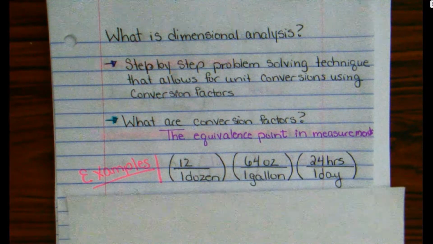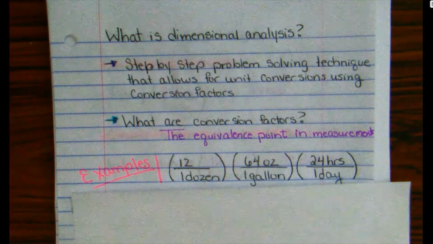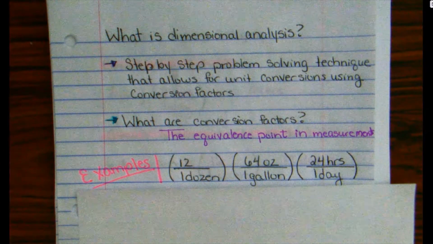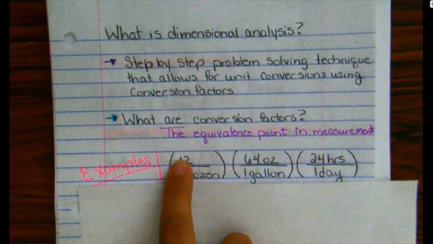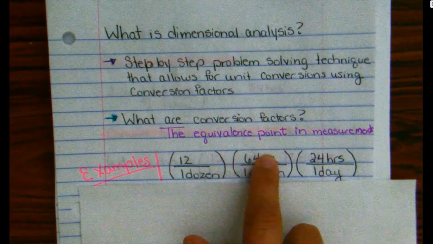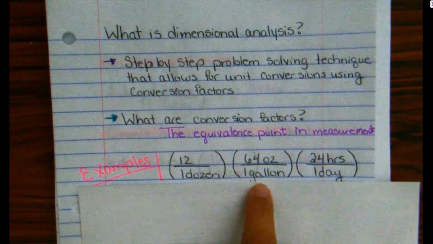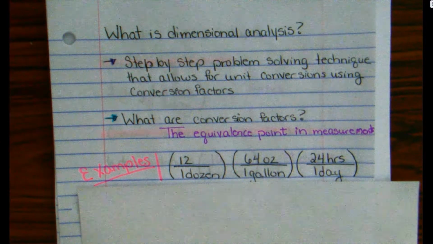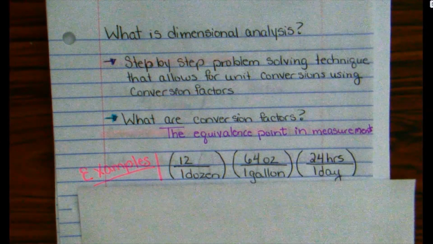If I said, how many ounces are in a gallon? And you said 64, that would be a conversion factor. So for every 12 whatever, it equals 1 dozen. For every 64 ounces, it equals 1 gallon. We do it all the time. For 24 hours, you have 1 day.